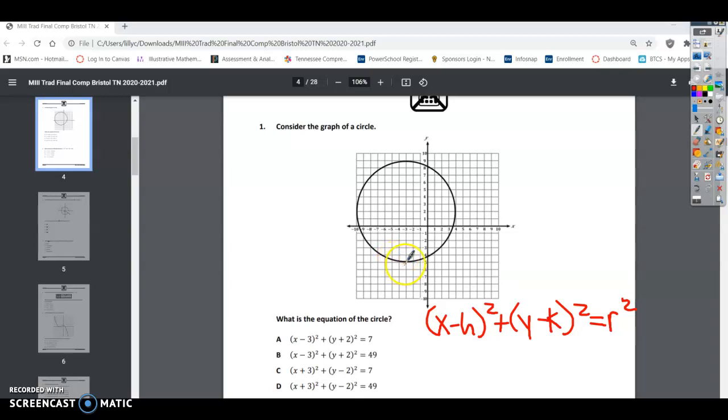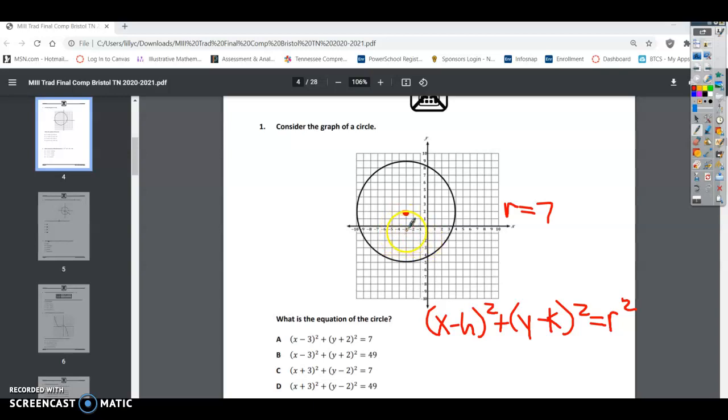So if we look, we go straight up from here. Looks like this is the radius, and we can check it by saying 1, 2, 3, 4, 5, 6, 7. So this is 7 in each direction. So r equals 7.